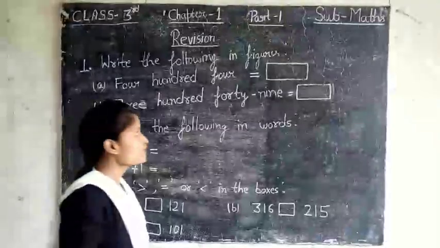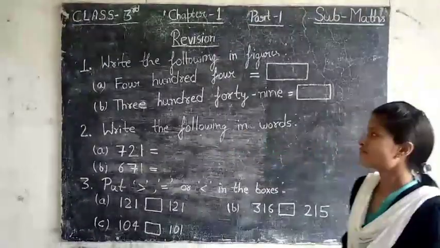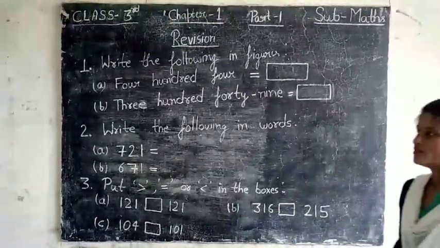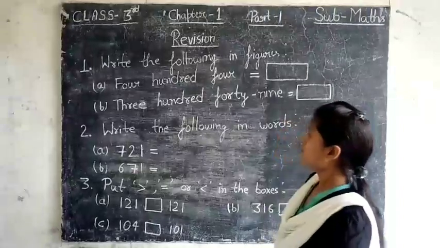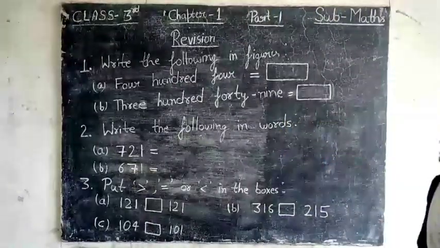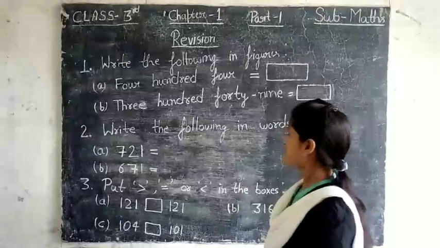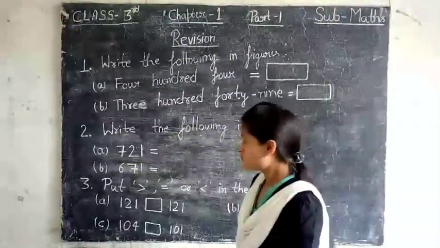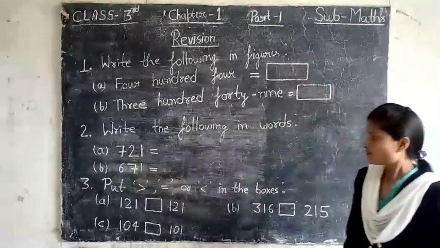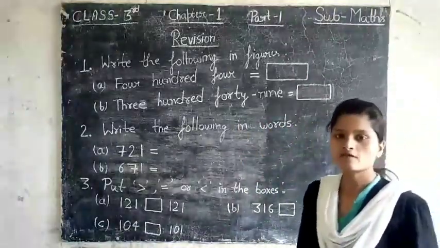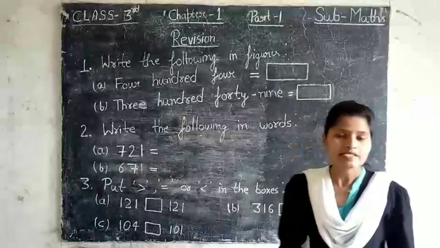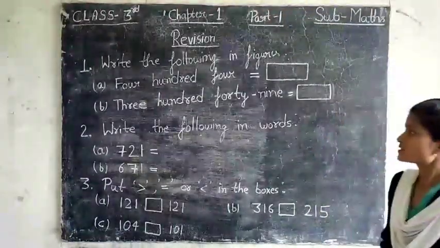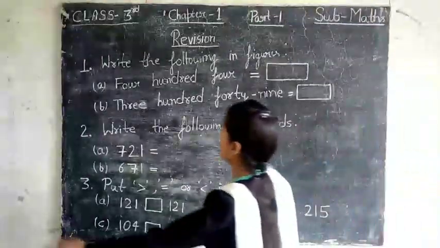Hello friends, today I am going to teach you Mathematics chapter first, that is division. In this chapter, we will study the following: write the following figures, number and in words, the number which occurs in between two digits, the symbols greater than, less than and equals to, and ascending order and descending order. So let's first discuss the first question.